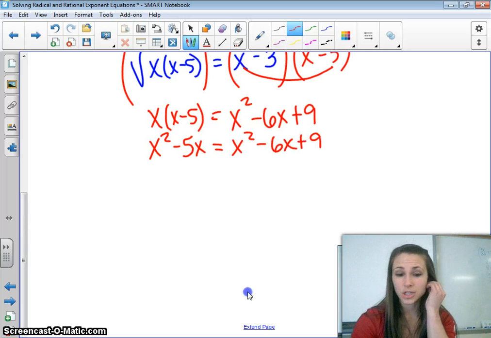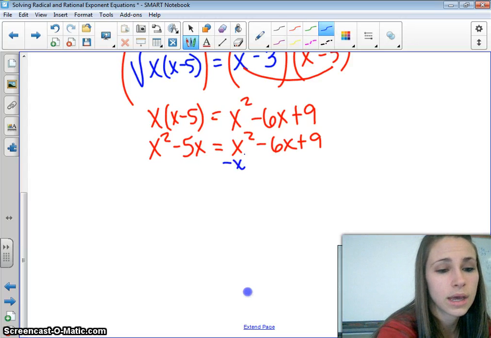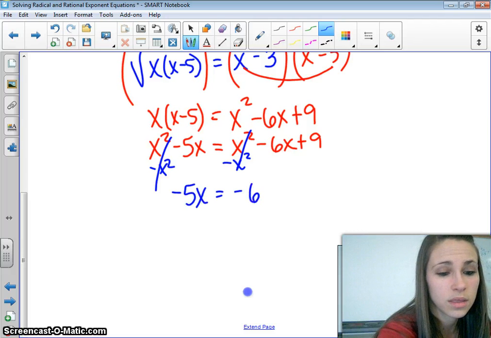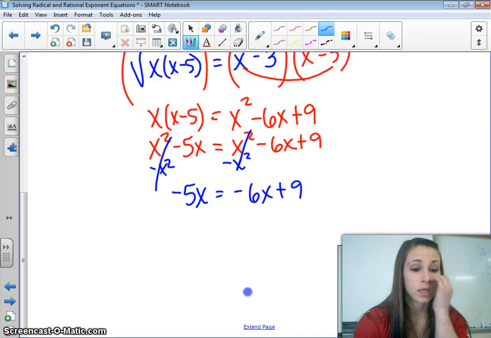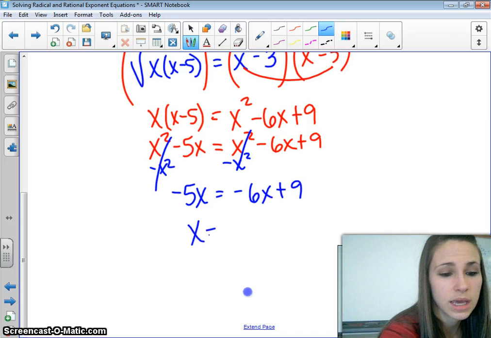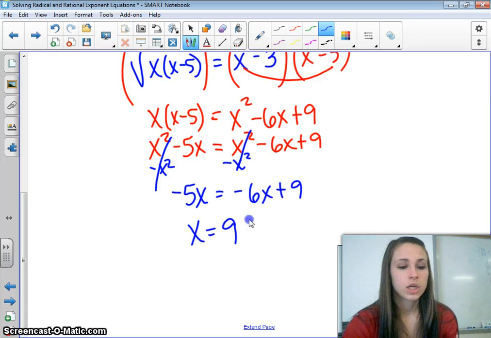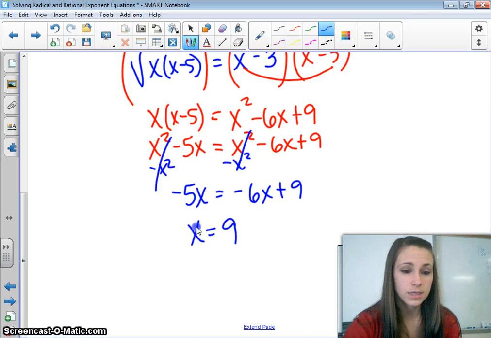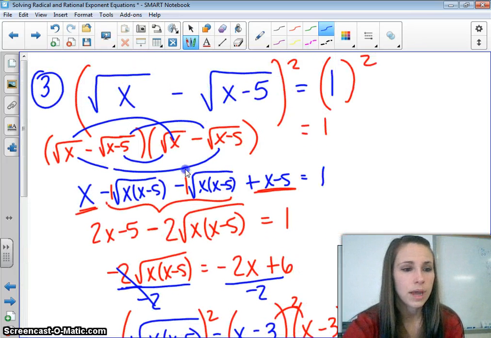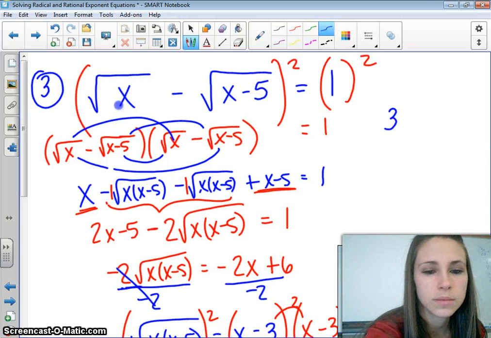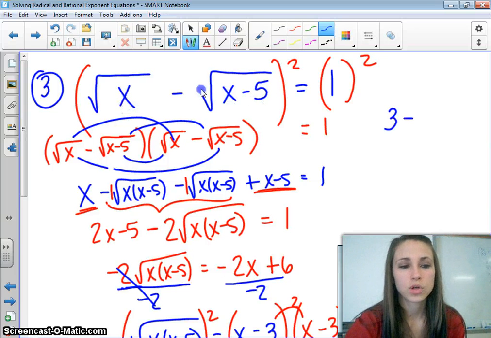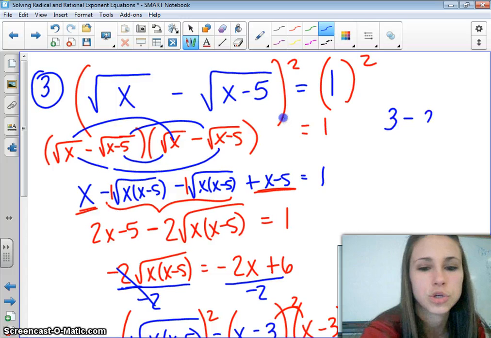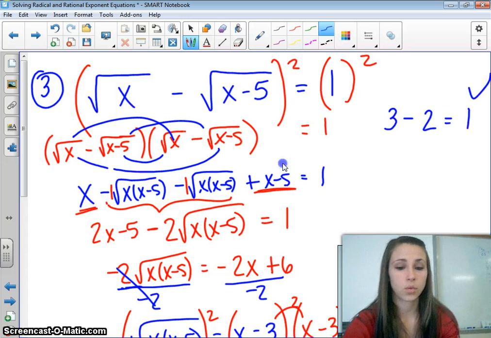Since it's a quadratic, I'm going to try to get everything over on one side, but when I do that, the x squareds are going to end up canceling out, and so I'm going to be left with this. And then when I add that 6 over, that's just going to give me x equals 9. Okay, so if you want to check this solution, I would just store the value for x. Or you can think about it. If I go back up to my original, the square root of 9 is 3. 9 minus 5 is 4, so the square root of 4 is 2. So 3 minus 2 is 1, so that's going to work as a solution.